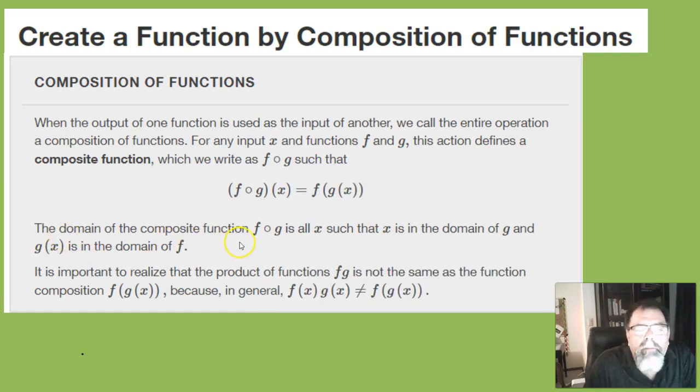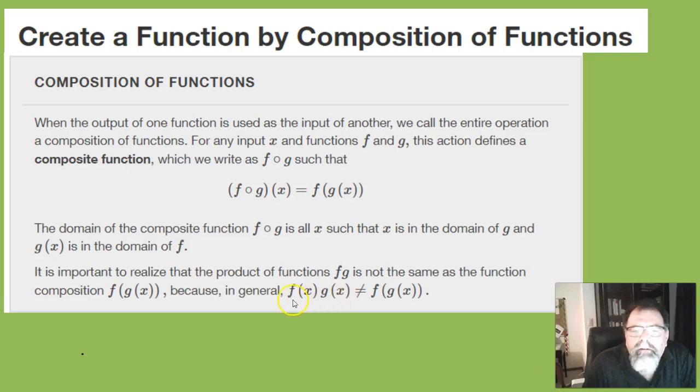Okay, so the domain of the composite function f composed with g is all x such that x is in the domain of g and g of x is in the domain of f. So you have to look at that chain of events. x has to be in the domain of g, and then g of x has to be in the domain of f. Okay, so it's important to realize that the product of functions f times g is a different thing. It's not the same thing as the function composition f of g of x, right? So that's not multiplying. This one's composition.